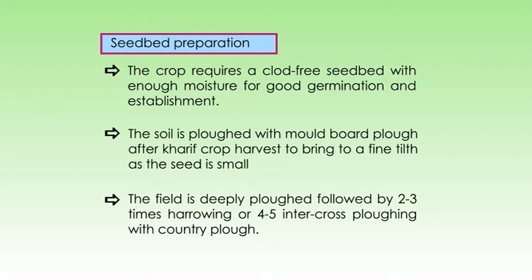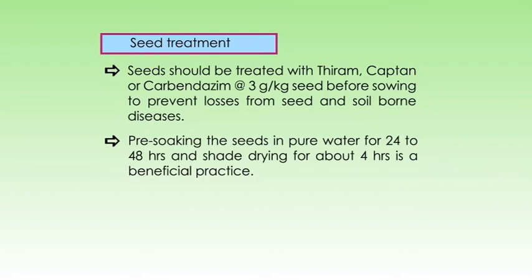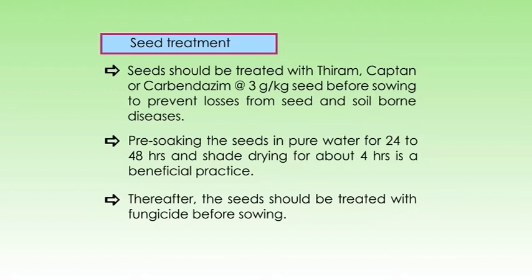Let's see about the seed treatment methods. Seed should be treated with Thiram, Captan or Carbendazim at the rate of 3 gram per kg seed before sowing to prevent losses from seed and soil-borne diseases. Pre-soaking the seeds in pure water for 24 to 48 hours and shade drying for about 4 hours is a beneficial practice. Thereafter, the seed should be treated with fungicides before sowing.